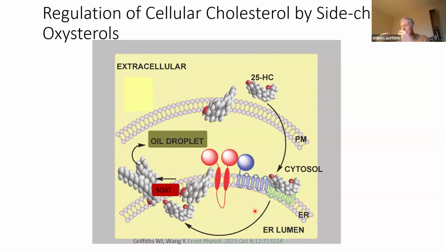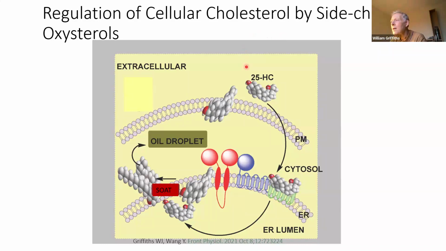SOAT is the enzyme that converts cholesterol into cholesterol esters. So this 25-hydroxycholesterol can turn off cholesterol synthesis in the neighboring cell, and it also encourages cholesterol to be converted to cholesterol esters. So it'll reduce the cholesterol content of a cell. This might be a neighboring cell, or if the oxysterol is made in the cell itself, it'll be a sort of cell endogenous mechanism.